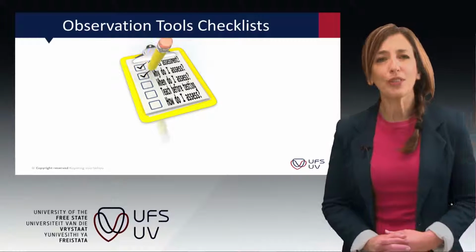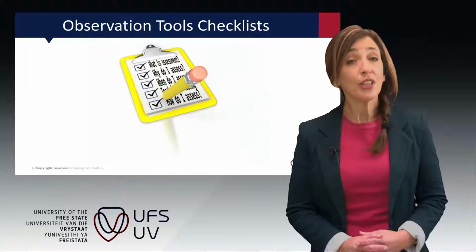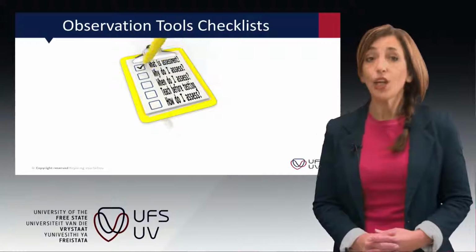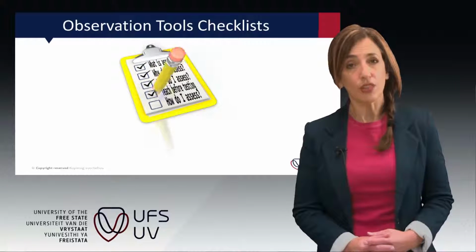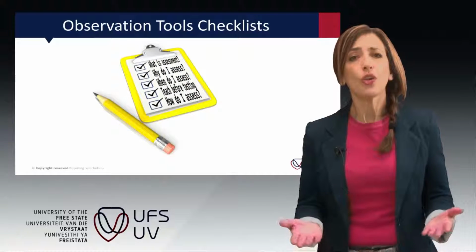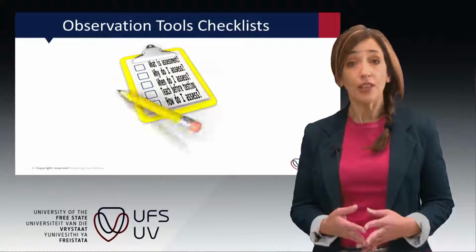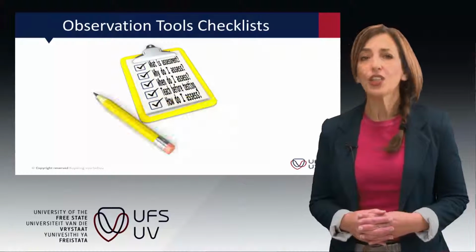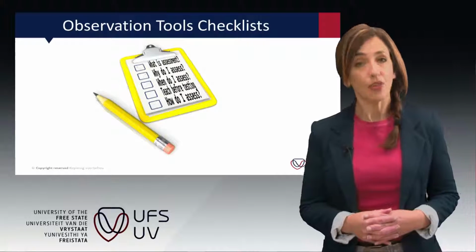What tools does one use for observation? You can develop your own checklists where you know why you want to observe your learners. You need to know the purpose of the observation. You also need to know what your learners have to do to demonstrate that they have mastered what they are expected to do. That is, you need to know the assessment criteria.